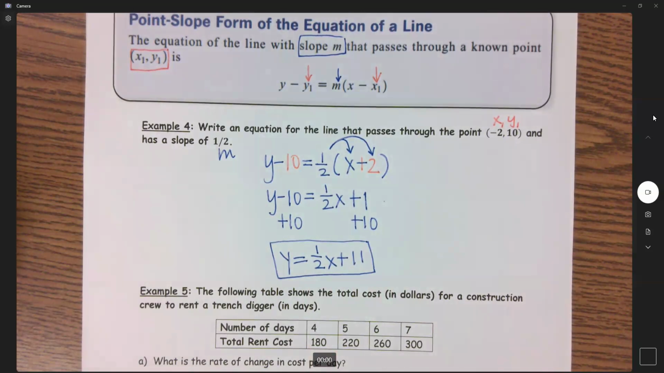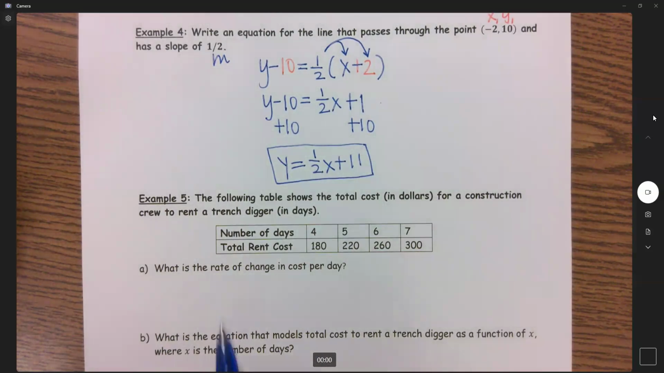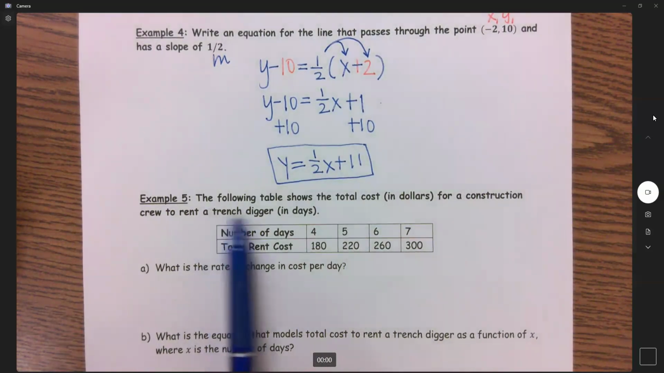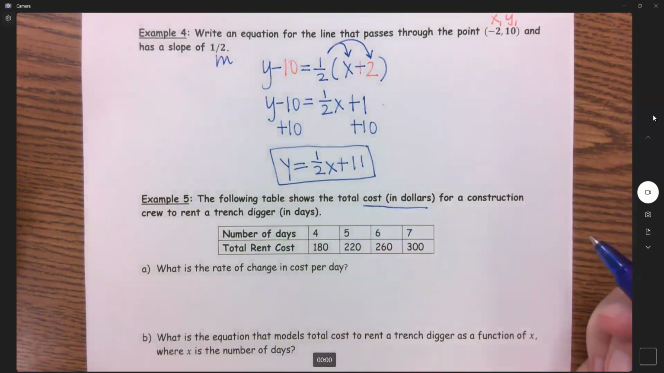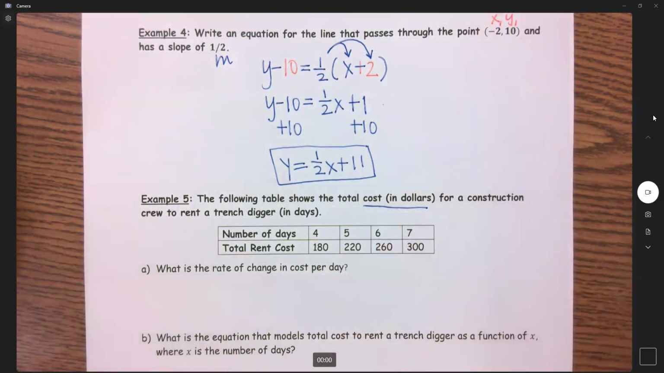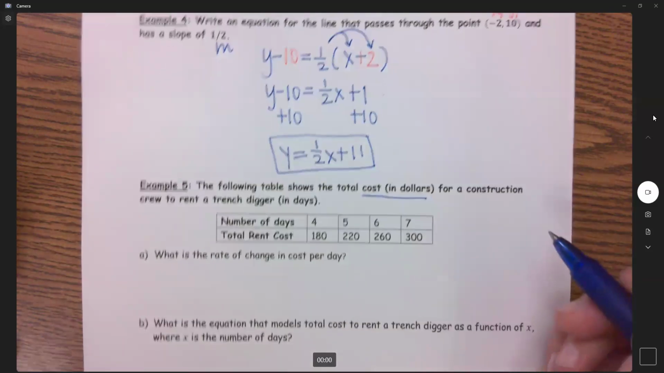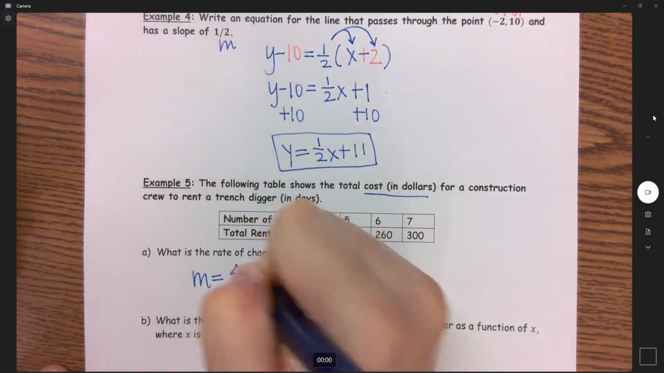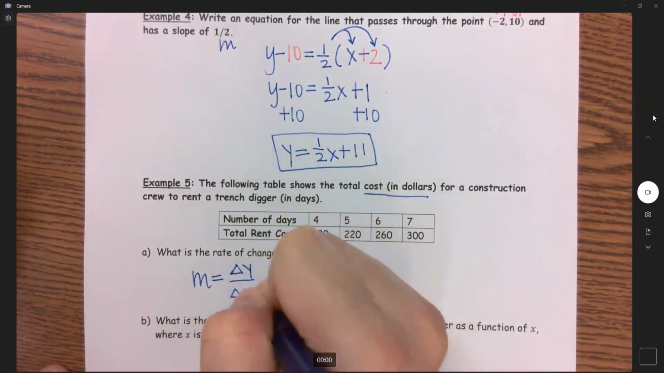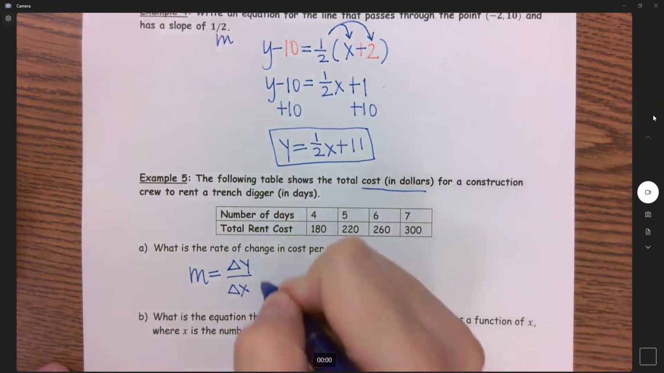Let's try a similar question on 5. Okay. The following table shows the total cost in dollars for a construction crew to rent a trench digger in days. What is the rate of change in cost per day? So actually, we didn't write this formula on the front. Forgot we needed it. But we're going to use the change in y over the change in x. So that's delta y over delta x.